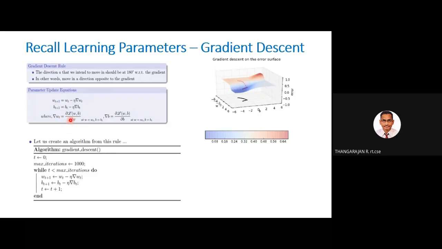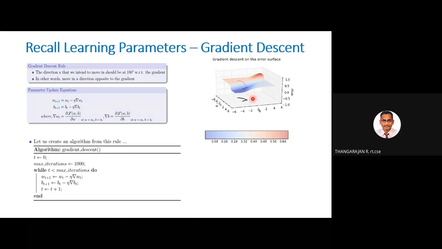Similarly, the bias weight also has to be differentiated and adjusted. So B of t minus eta times delta B of t gives you B of t plus 1. Here they have shown what delta W and delta B are. Delta W is the partial differentiation of the loss function with respect to W, and delta B is the partial differentiation of the loss function with respect to bias weight B. This is what is called the gradient descent approach, and I have to do this for some set of iterations or till some condition is satisfied.